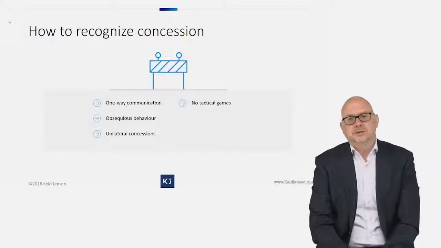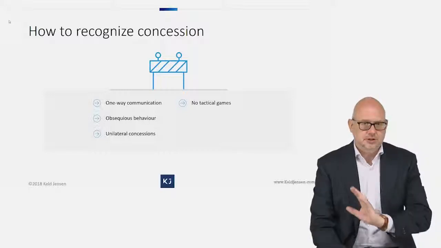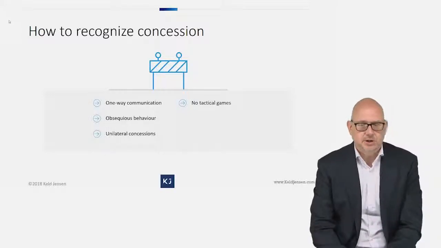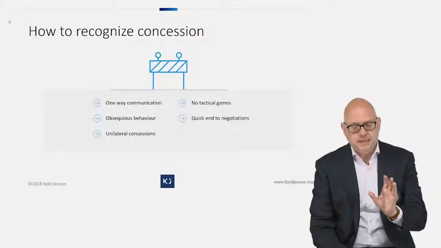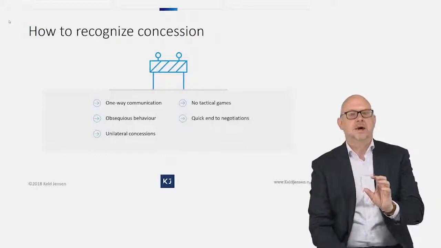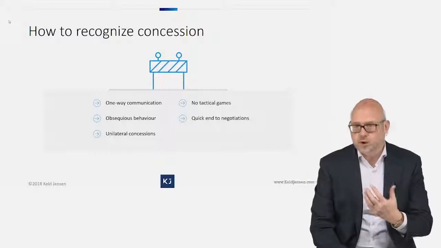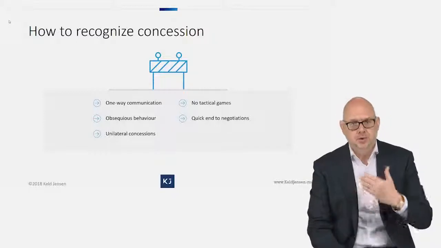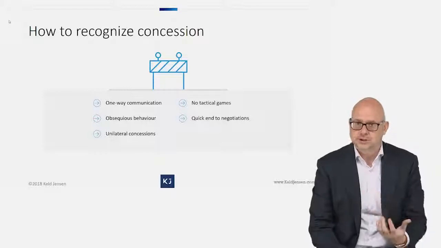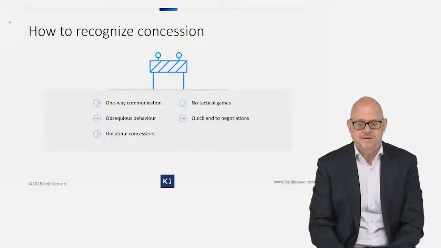We obviously also see no tactical games whatsoever, so there's no use of chapter number 5 in the negotiation manual, because very often we see that negotiators basically want to get out of that negotiation if they're concession orientated. Very often, not always, but very often, a negotiator who uses concession is afraid of confrontation, so they're basically just giving away everything they can.